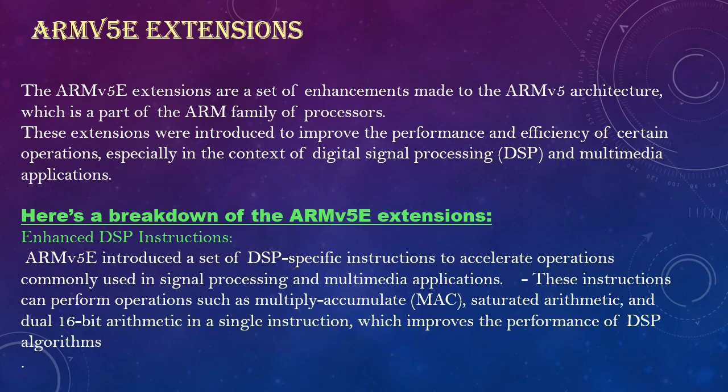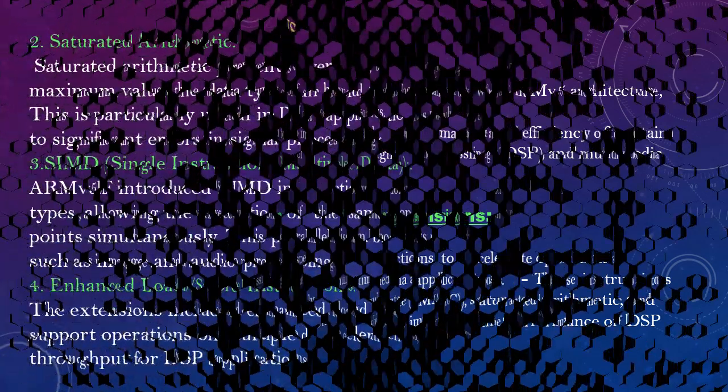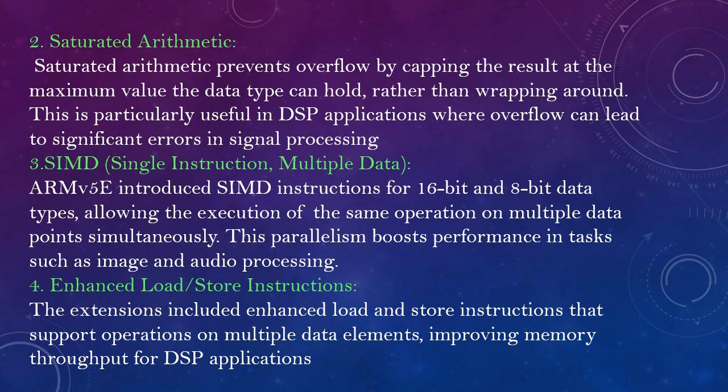Second is saturated arithmetic. Saturated arithmetic prevents overflow by capping the result at the maximum value the data type can hold rather than wrapping around. This is particularly useful in DSP applications where overflow can lead to significant errors in signal processing.